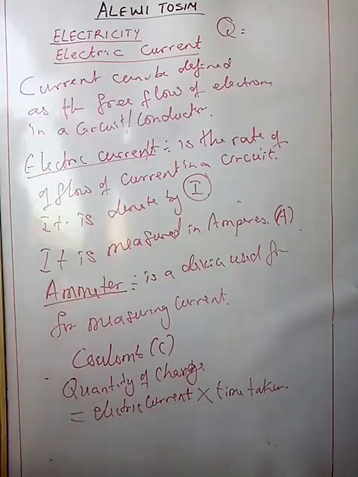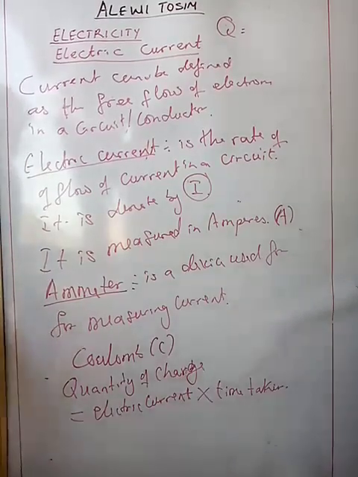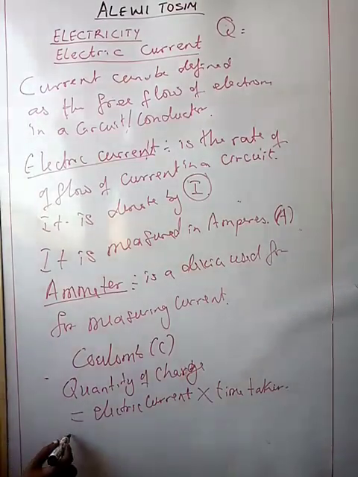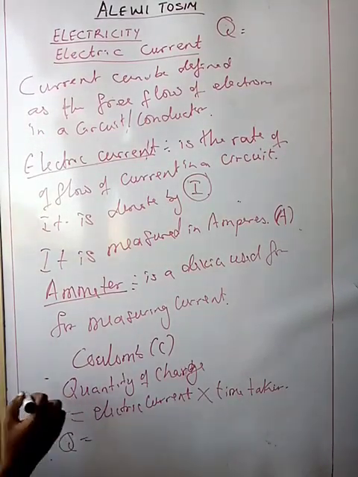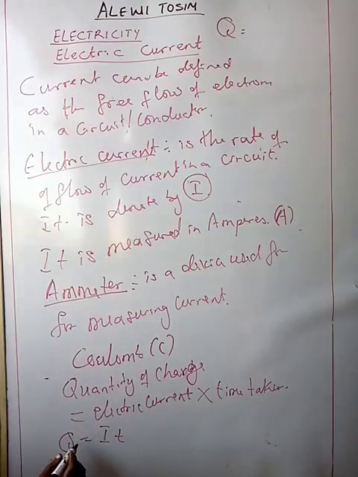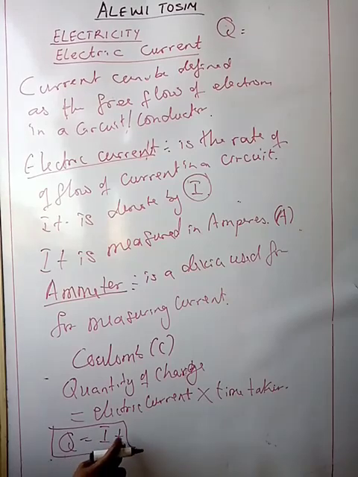Now, our quantity of charge we said is measured in coulombs, and current is measured in amperes. Our quantity of charge is denoted by Q, our current is denoted by I, and time is T. So we see that our Q is equal to IT: current times time, quantity of charge.